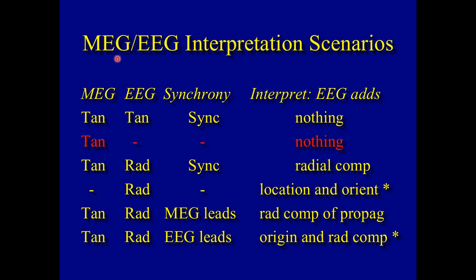Let's take a case where the MEG sees a tangential source, but the EEG doesn't see it at all. This can happen, and obviously in this case the EEG doesn't add anything. Here's an example. Here's simultaneous recording of EEG and MEG, and you really don't see any definite spikes down here, but notice we have here, here, here, and here we have definite MEG spikes with a beautiful dipolar MEG field.